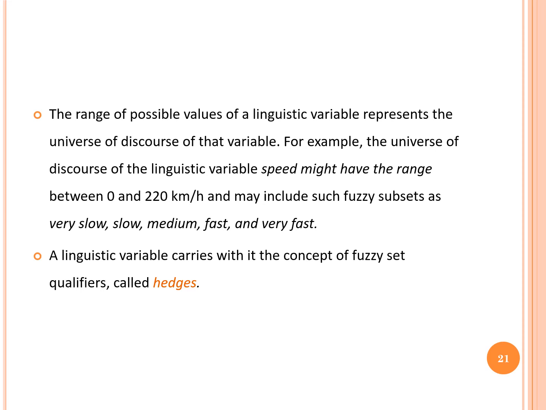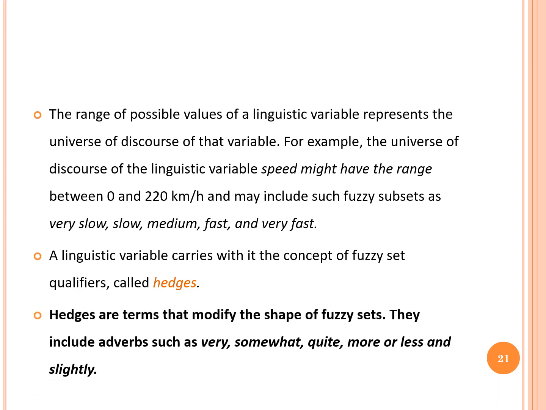So a linguistic variable carries with it the concept of fuzzy set qualifiers that we call hedges. Hedges are the terms that modify the shape of fuzzy set. They include adverbs such as very, somewhat, quite, more or less, and slightly. You get a very slow, medium, fast.